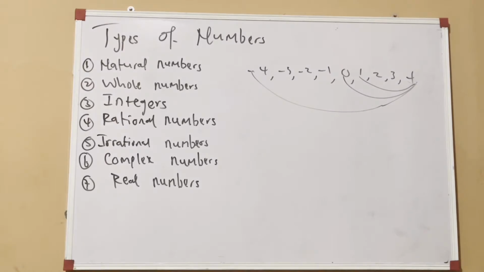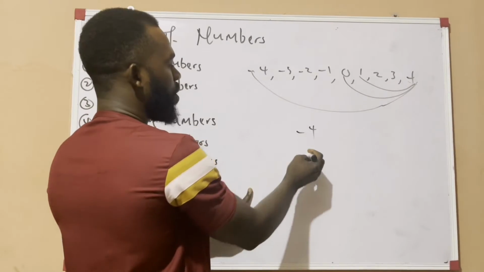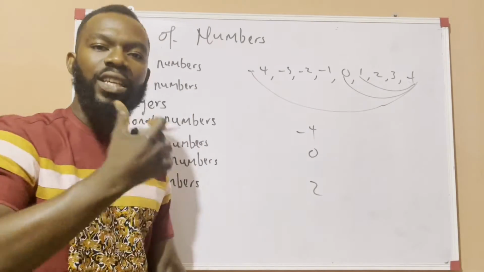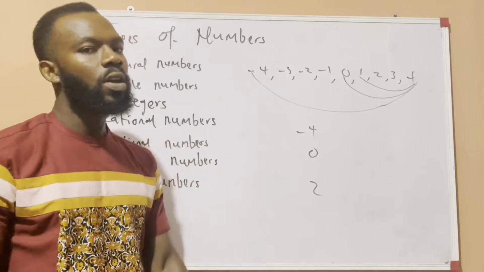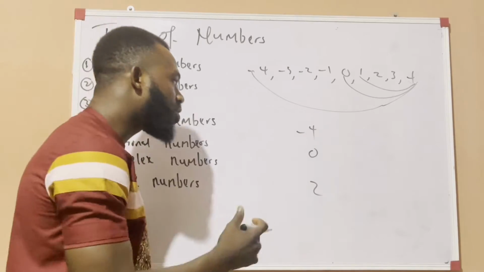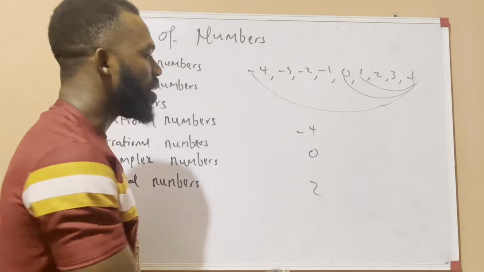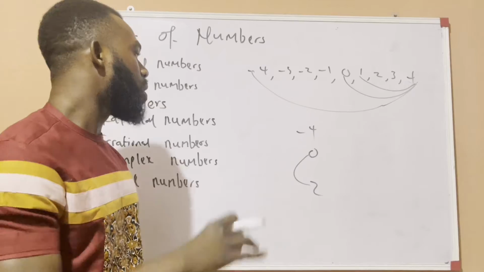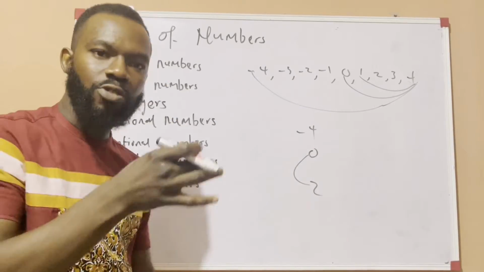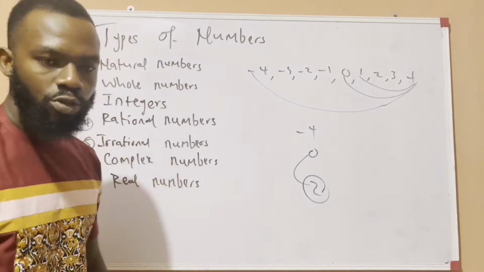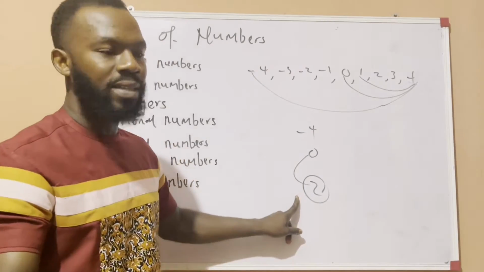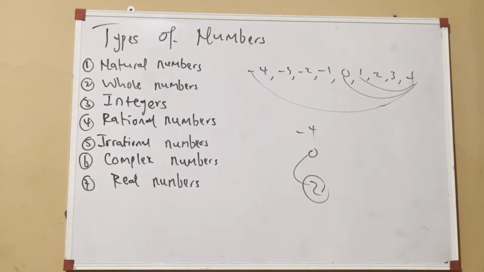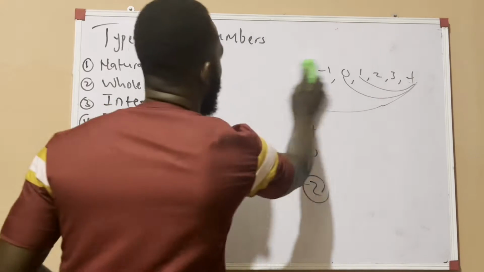If I write a question, -4, 0, and 2, and I ask which of these is an integer? The answer is all of them. All of them are integers. But if I ask which of these are whole numbers, the whole numbers are 0 and 2, because whole numbers are not negative. And when I ask which of these is a natural number, my answer is only 2, because natural numbers are positive numbers apart from 0. Please don't forget this. Let's go to the next one, which are called rational numbers.